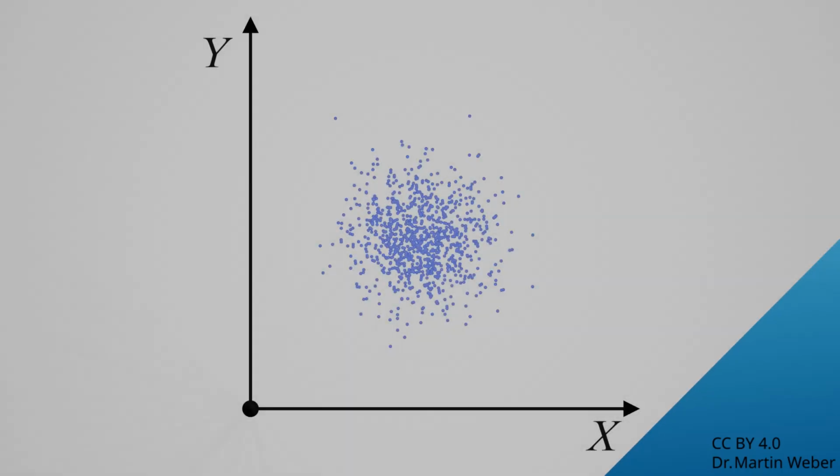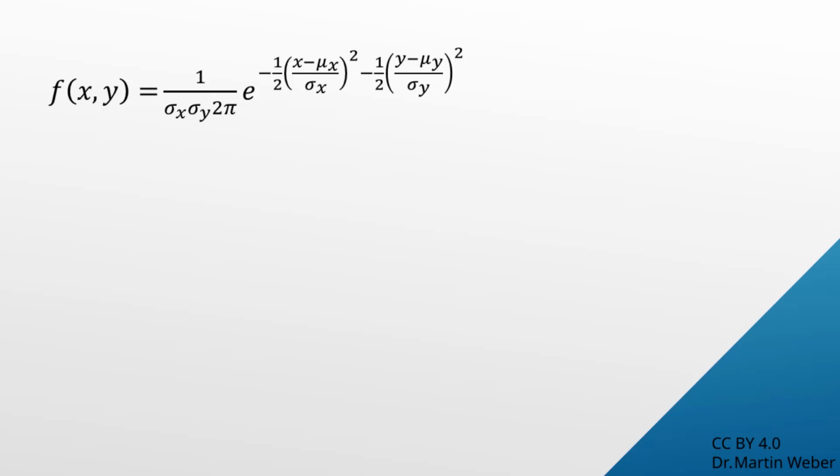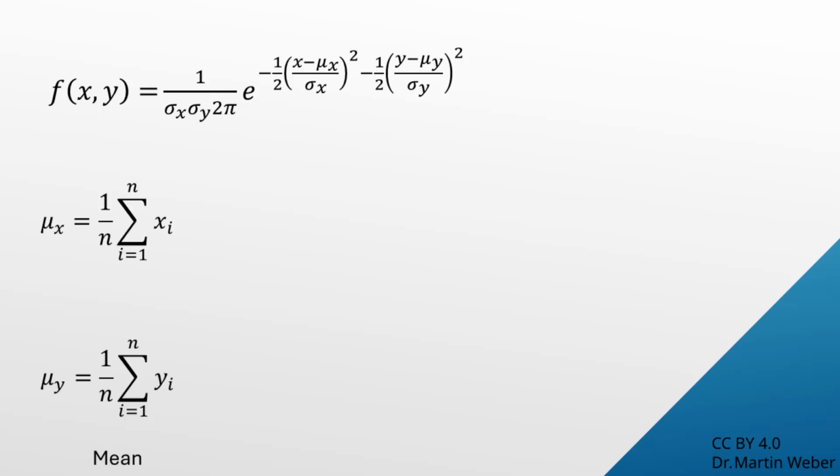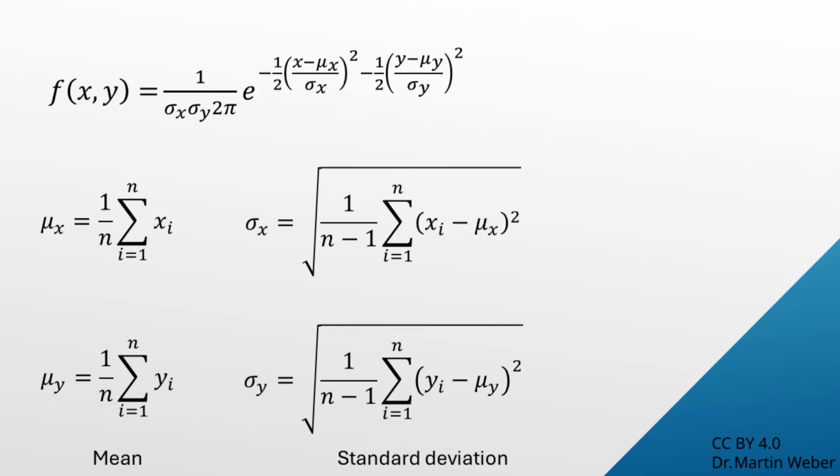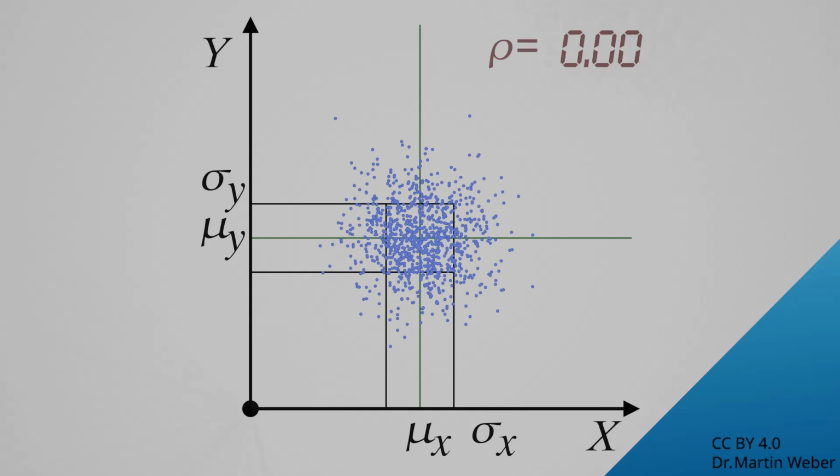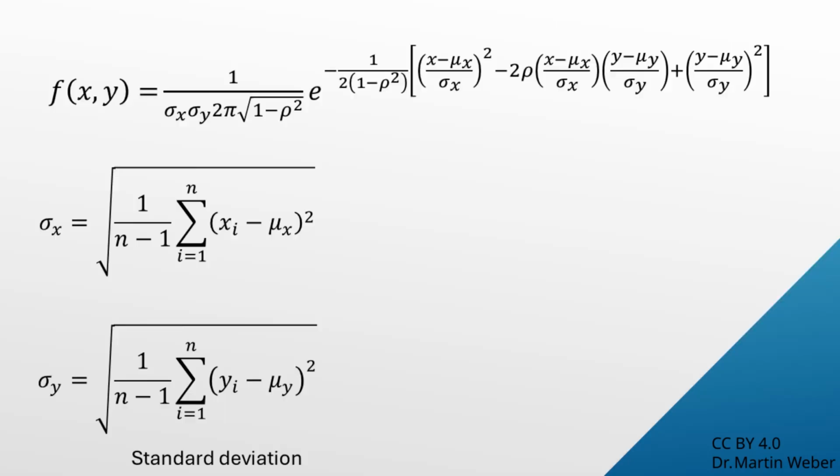Let's look closer at the point cloud and how the distribution can be modeled. We can use the 2D normal distribution from the uncorrelated case as previously. The calculation of mean and standard deviation from experimental data are as before. The mean and the bounding box of the standard deviation are shown. For the correlated case, one more parameter is required. This parameter can be determined by first calculating the covariance.